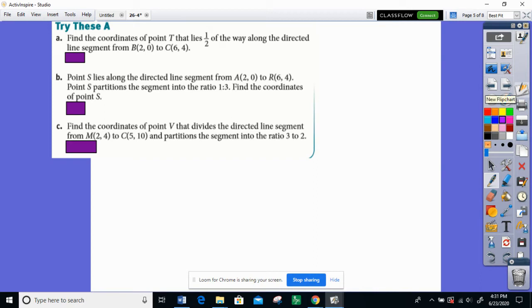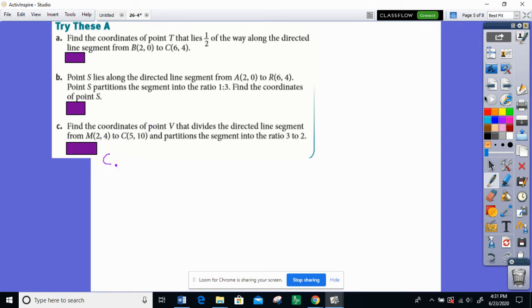So now we're going to try a couple of examples. The first example that we're going to do is: find the coordinates of point V that divides the directed line segment from M to C and partitions the segment into the ratio of 3 to 2.